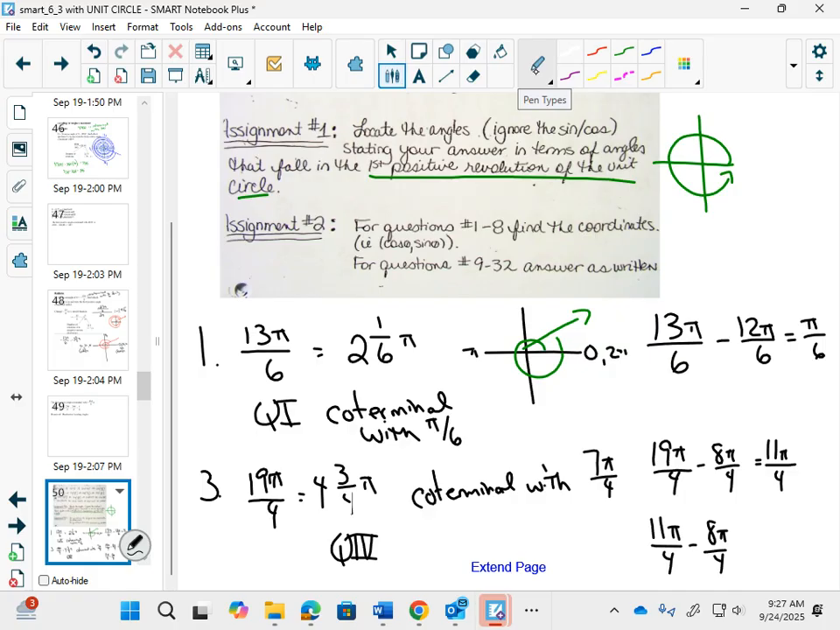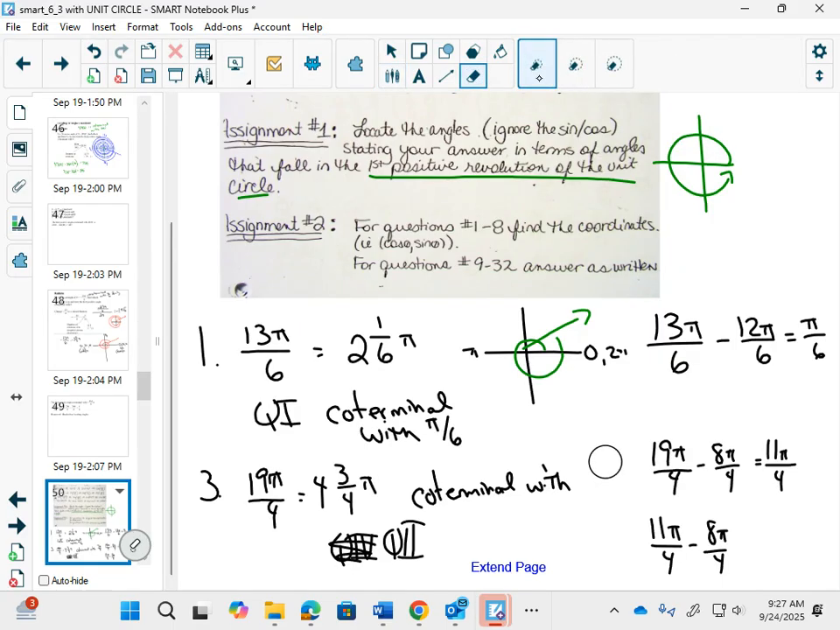4 3/4, which means it should be in quadrant 2, which means it would be coterminal. What's your quadrant 2 pi over 4 family member? 3 pi over 4. And oh, this is where I was like, uh-oh, something went wrong with my math because I'm doing a second method to check, and my second method's not matching up.